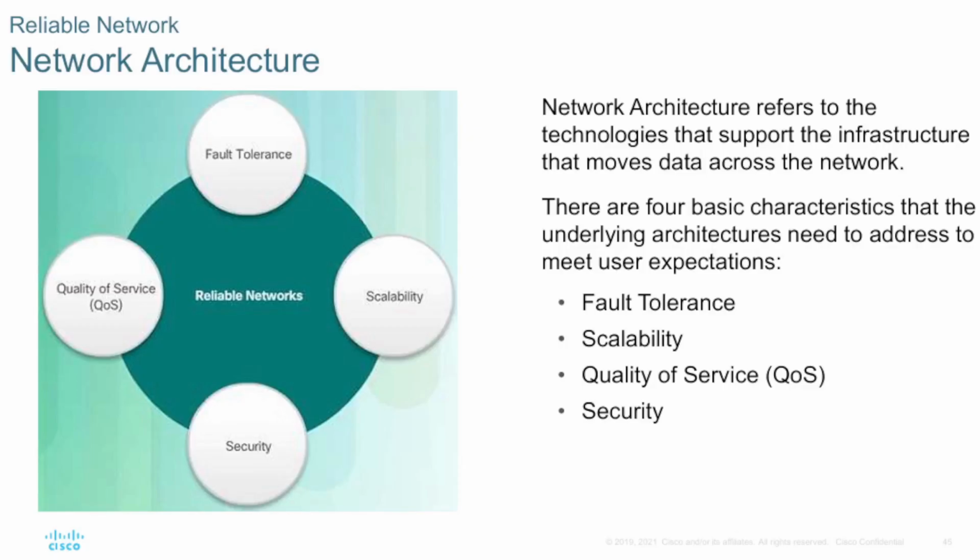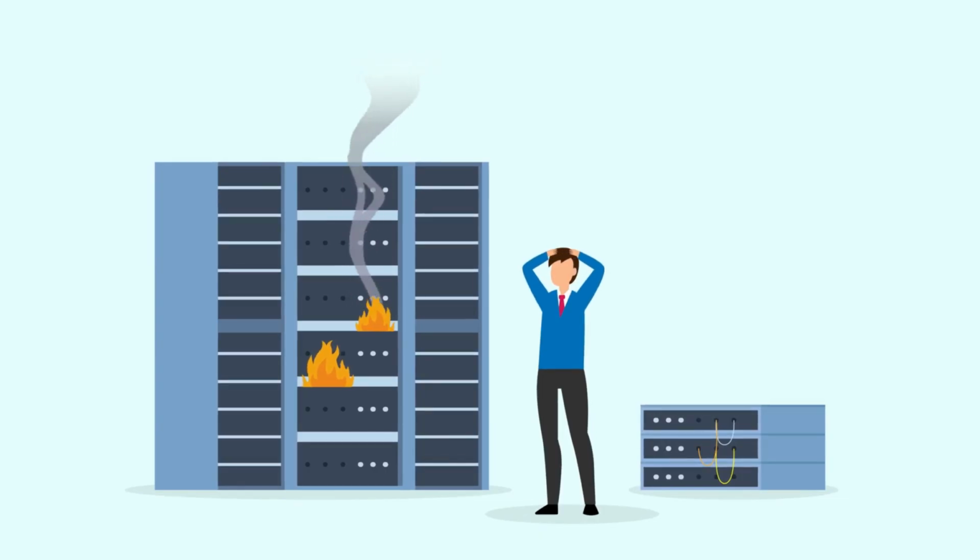Network architecture refers to the underlying technologies and design principles that support the infrastructure, the systems that move data efficiently and securely across the network. At the foundation of good network architecture are four key features: fault tolerance, scalability, quality of service, or QoS, and security. These concepts guide how we build and manage networks, whether it's a small office or a massive global network.